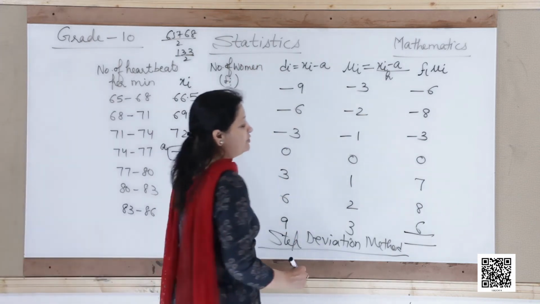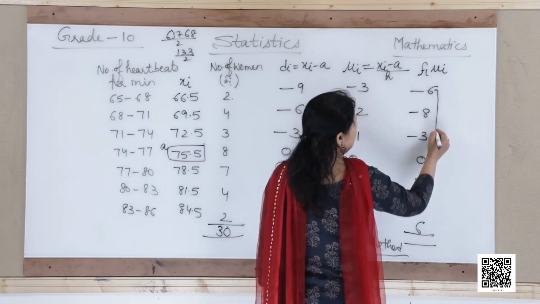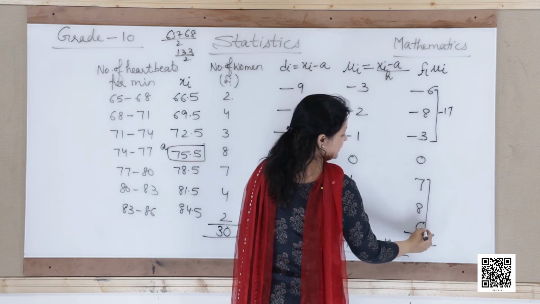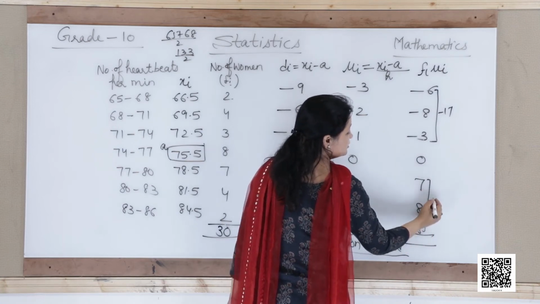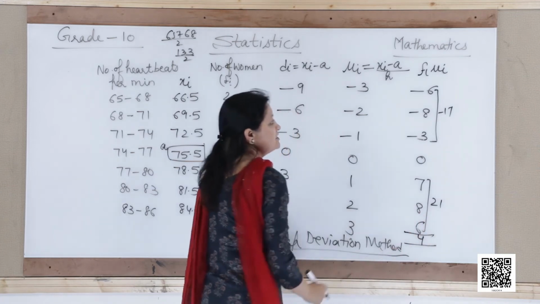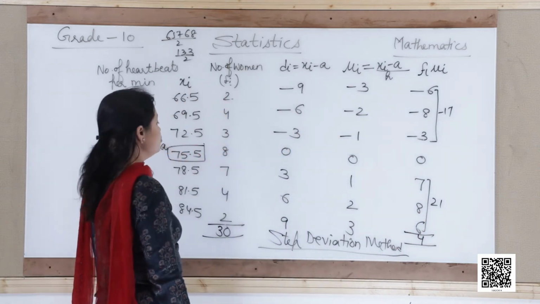Now I'll add all these numbers. You can check. Minus 14 and 3, minus 17, 8 and 6, 14, 14 and 7, 21. So 21 minus 17, 4 is sigma fi into ui.